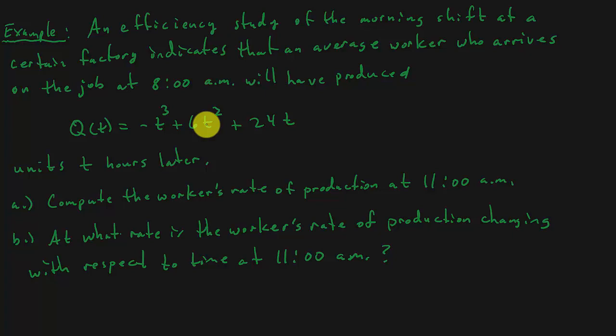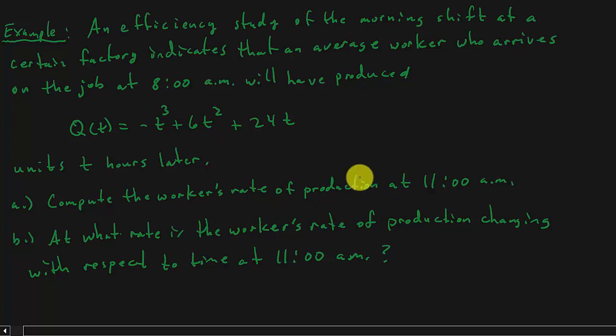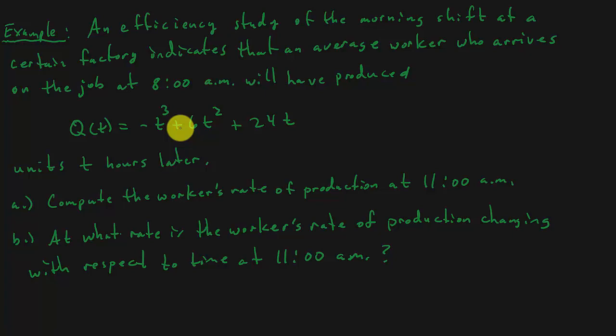All right, so to compute the worker's rate of production, if this is the production, then the rate of the production, that would be the first derivative of this. And then at what rate is the worker's rate of production changing? So at what rate is the rate changing? That would be the second derivative. Okay. So for this problem, basically all we've got to do is take the first derivative, plug in 3, see what we get as an answer, then take the second derivative, plug in 3, and see that would be our answer. So why are we plugging in 3?